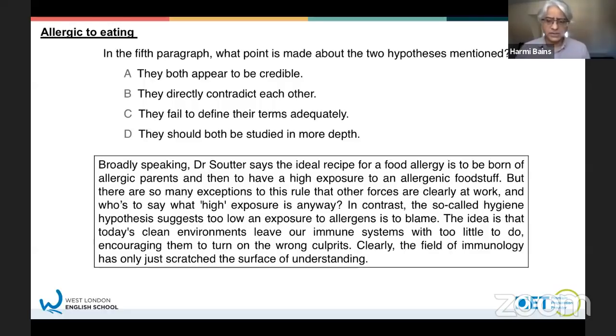Okay, so this time it's really a detailed question, and you're going to find the answer directly in the text here. First of all, it says what point. Like I said, you've got to read the questions carefully. It's not asking for the main point, which is sometimes what they do. It just wants one point about two hypotheses. You need to understand what these two hypotheses are. There's two theories, basically. What are they?